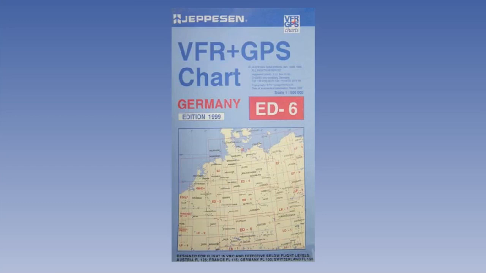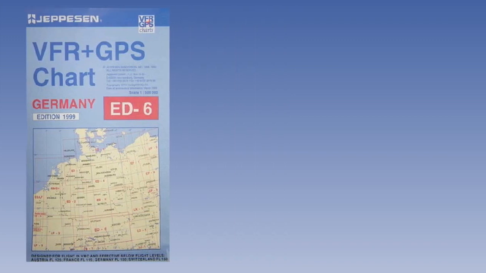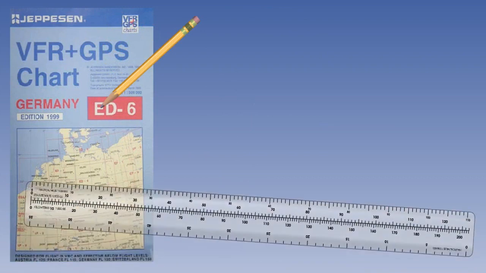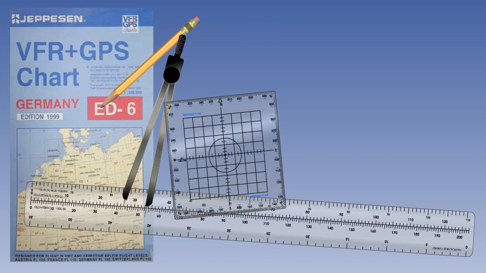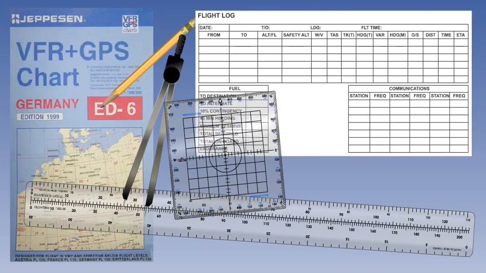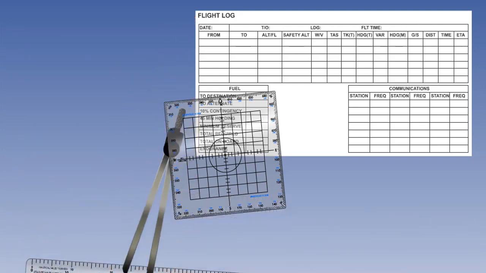Having already examined the layout of the ED6 VFR chart, we shall now use this chart to plan a simple VFR route. In addition to the chart, you will need your plotting instruments, pencil, navigation ruler, dividers, protractor, and lastly, a VFR flight log. However, the VFR flight log is not really necessary to have, as an example one will be used in the lesson.